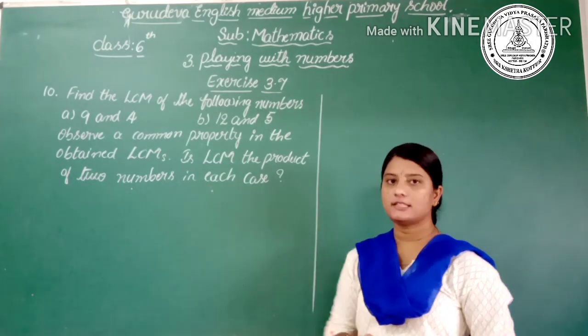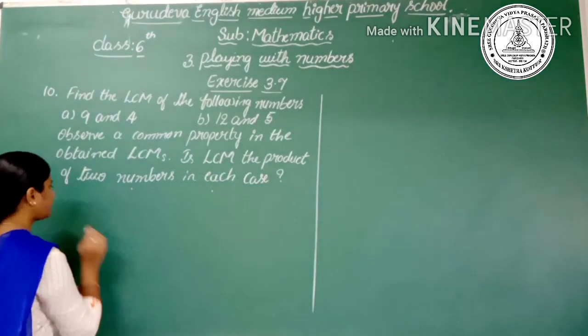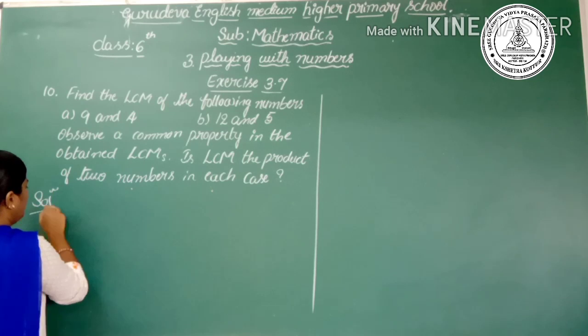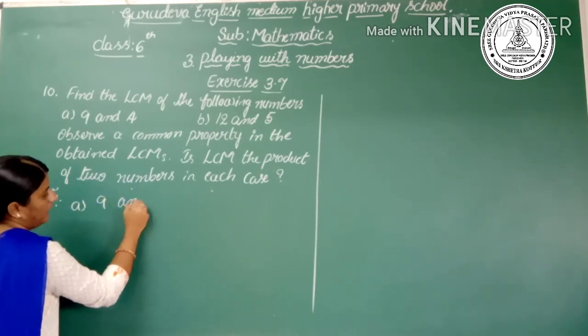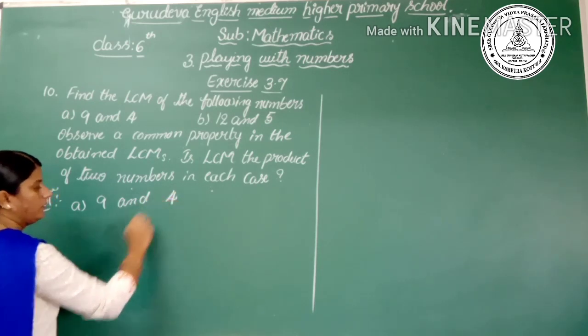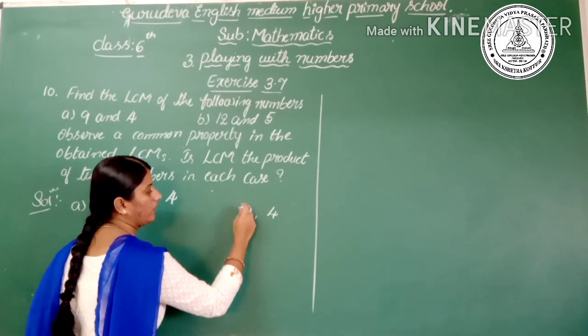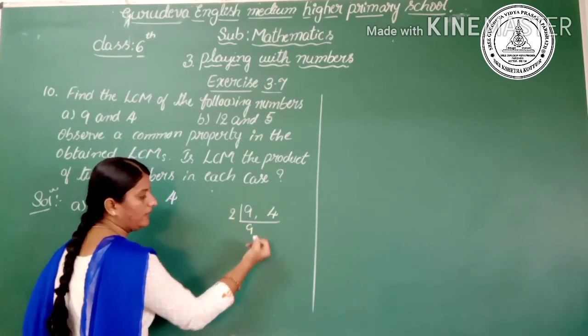First, find out the LCM of given two numbers. Okay, write here solution. First, I will take a question, that is 9 and 4. Factorize them, 9 and 4. So 9 comma 4. First take 2 here. So 9 cannot be divisible, write it as it is.